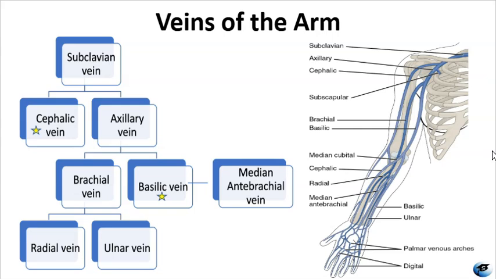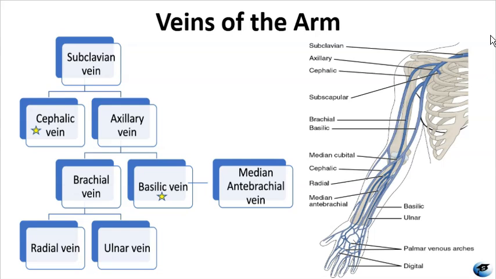median cubital vein. One of the most important clinical veins, the median cubital vein, is located in the anterior elbow. It's here. This connects the cephalic and basilic veins, and it's a common site for venipuncture or blood draws. And then in the upper arm, the cephalic continues up the lateral arm and drains into the axillary vein. The basilic runs medially and joins the brachial veins, deep veins that accompany the brachial artery.